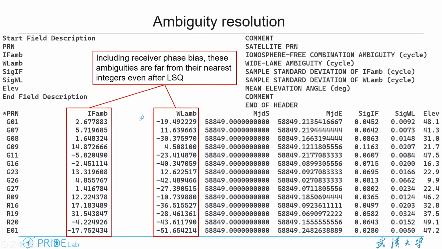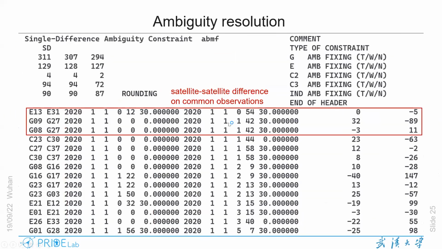The undifferenced ionosphere-free and wide-lane ambiguities are stored in the AMB file, and we can see they are still far from their integers because of their receiver biases. After the satellite differencing, the receiver biases can be eliminated, and the ambiguities are resolved into the set file as we show here. The left column is the wide-lane ambiguities, and the right column is the narrow-lane ambiguities. All are integers instead of float numbers.